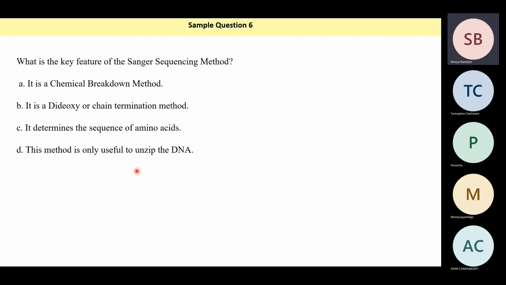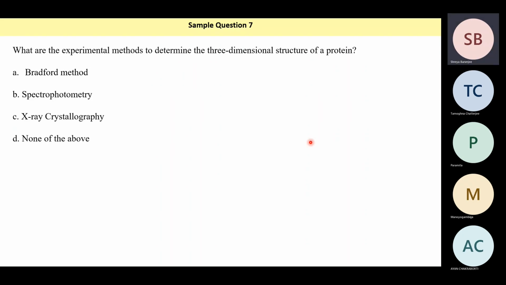Okay, this is question 6: what is the key feature of the Sanger sequencing method? Just try this. Option B. Yes, it is a dideoxy or chain termination method. I'll go to question 7.